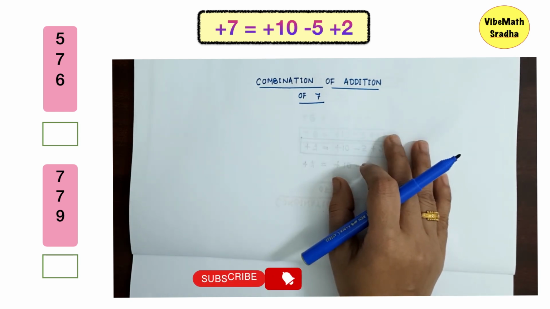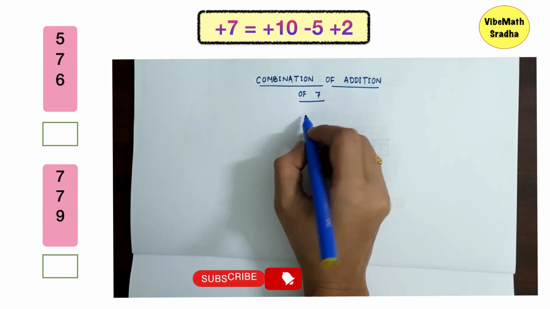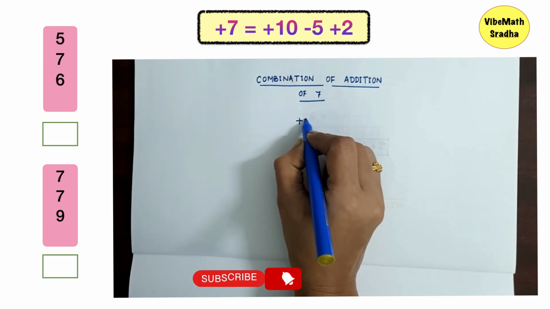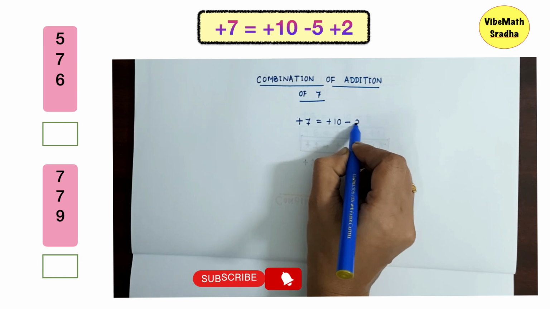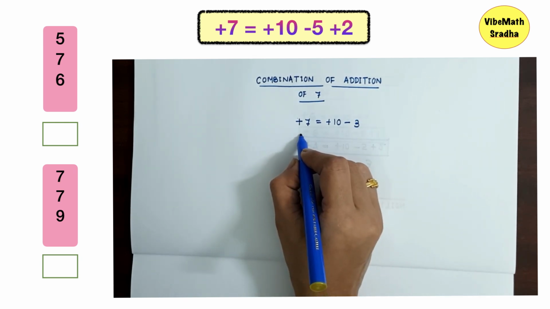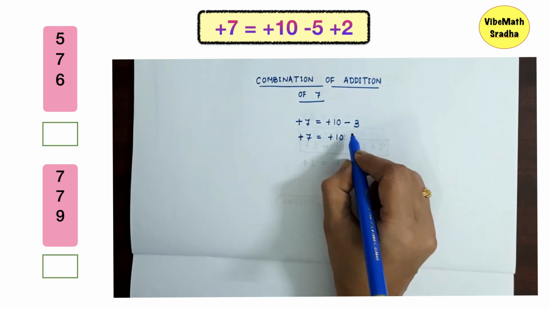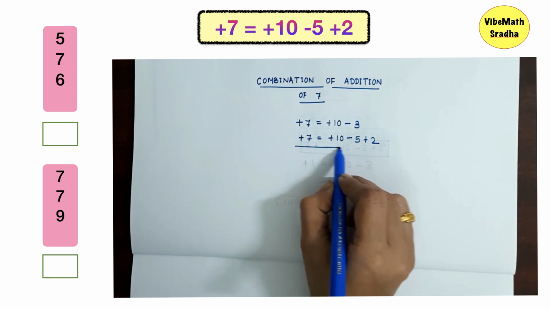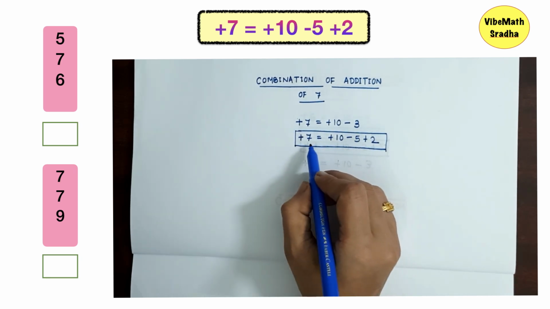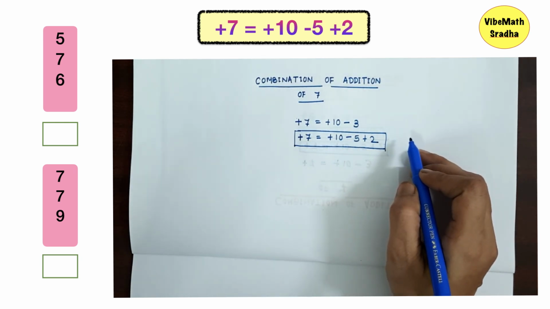Now I am going to write the formula for combination of addition of 7. Can you tell me what is the formula for big friend addition of 7, which is plus 7 is plus 10 minus 3? Now I will write this formula in the form of combination formula. So plus 7 is plus 10 minus 3, which will be minus 5 plus 2. Here we got our formula for combination of addition of 7. Plus 7 is plus 10 minus 5 plus 2. We will use this formula in all of our examples.